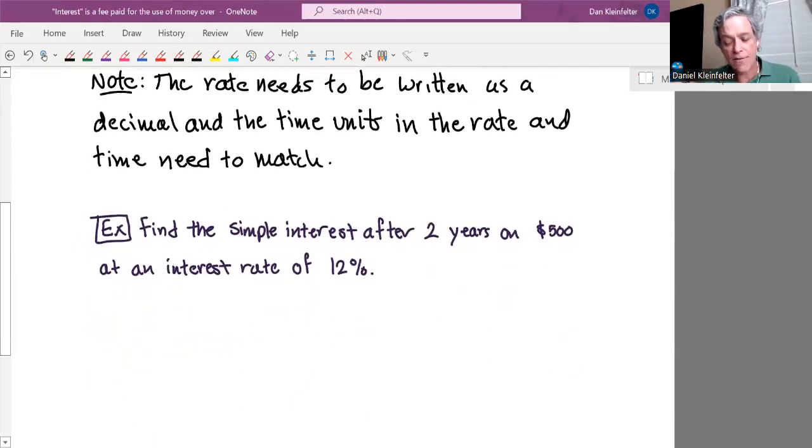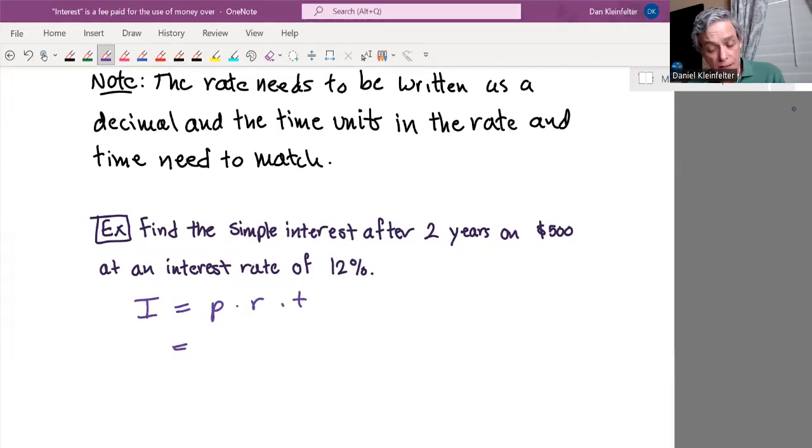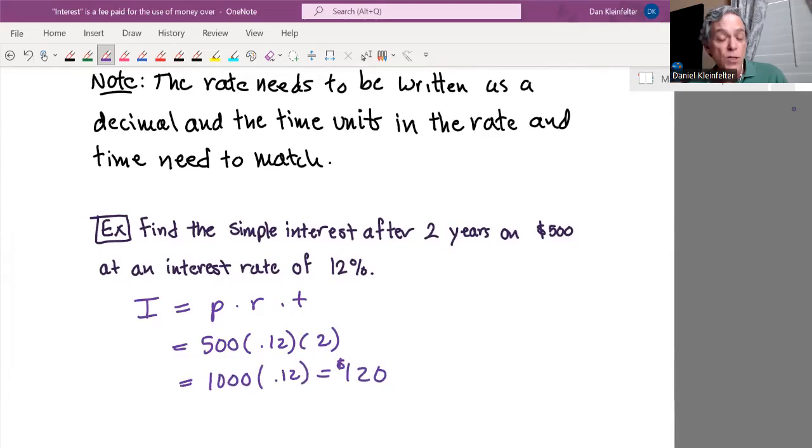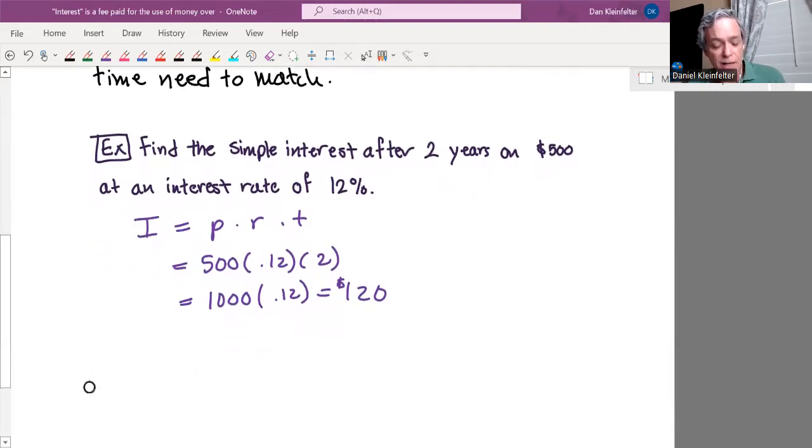Find the simple interest after 2 years on $500 at an interest rate of 12%. So interest equals principal times rate times time. The principal, we're told, is $500. The rate is 12%, and the time is 2 years. So 2 times the 500 gives the 1,000, and then 12% of that is 120. So the interest alone would be $120. Of course, the borrower would need to pay back the 500 also, making it $620, but the interest charge alone is the $120.